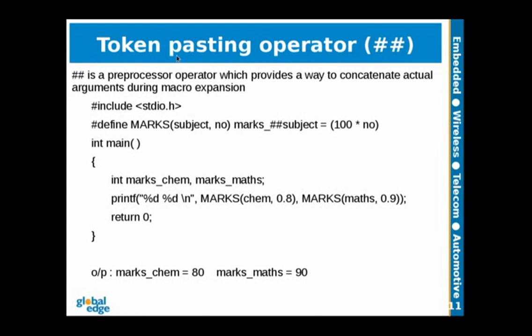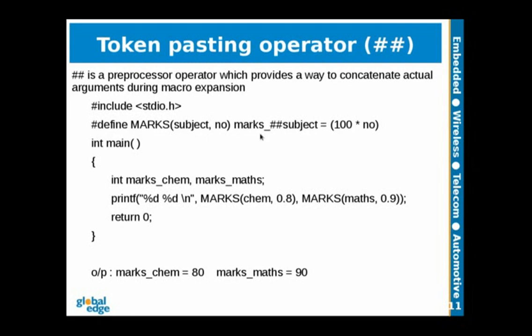Token pasting operator, again very rarely used, but still you can see use cases. It is a preprocessor operator which provides a way to concatenate actual arguments using macro expansion. I mean, we can treat it as a variable also here, but in the kernel code you can see all these things used most frequently compared to application code. Still, int marks underscore chem, and you can see here marks chem comma 0.08.